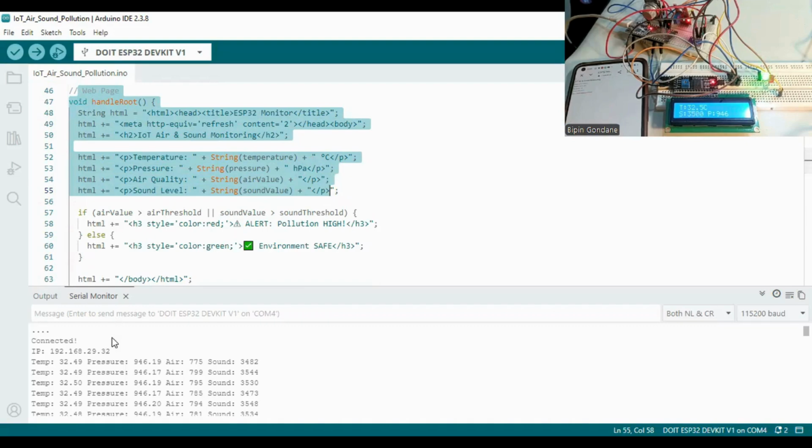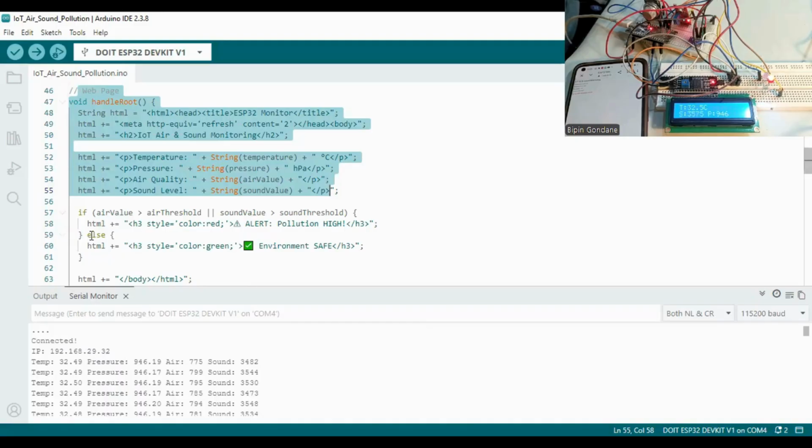In the beginning, when you start or reset it, you will get the IP address, whatever the connected IP is, and temperature, pressure, air, and sound. Please remember, I already told you, you will get only 3 values over here. Why? Because we have used a 16x2 LCD I2C, so we only have 32 characters to adjust. That is the reason why it is not coming over.